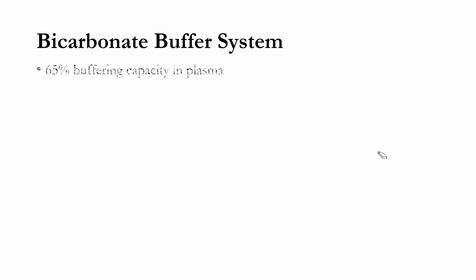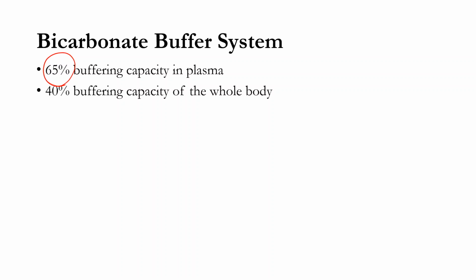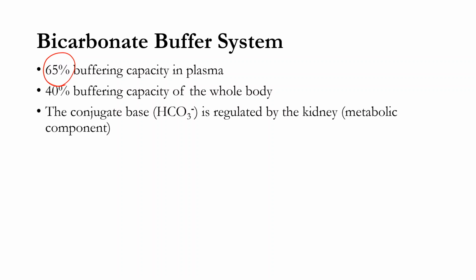For example, the bicarbonate buffer system is the most important buffer system in the plasma or in the blood. 65% of the buffering capacity of the plasma is because of this buffer system, and 40% of the buffering of the entire body. So it is one of the most important buffer systems in our body. And we have discussed in the mechanism of action how it works. The conjugate base is bicarbonate ion and is regulated by the kidney, that is, it is excreted by the kidney.